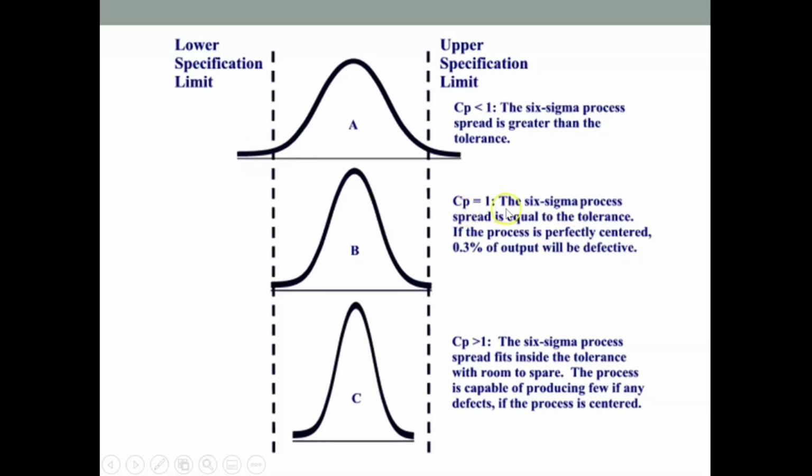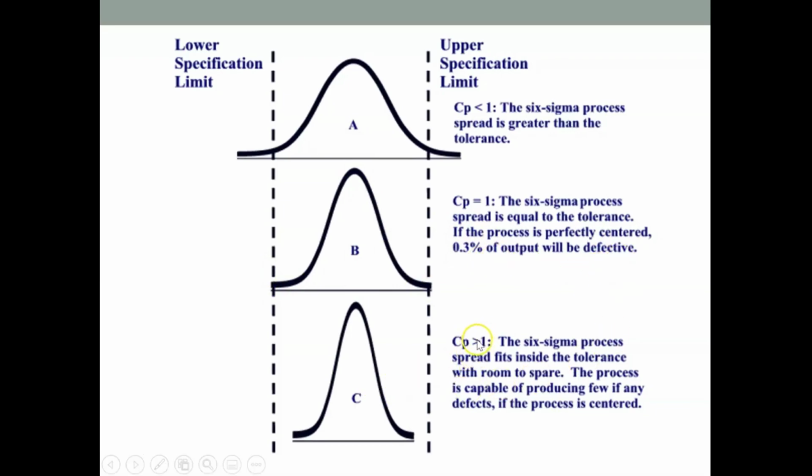If our CP is equal to 1, the Six Sigma process spread is equal to the tolerance if the process is perfectly centered. So if you've got your perfectly centered Gaussian curve, then you're going to be within your margins here. You're just on the outside of it. So 0.3% of your output will be defective. So it's quite a low level of rejects.